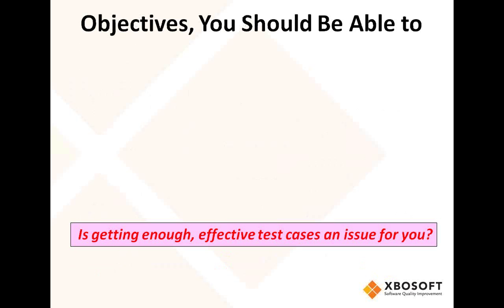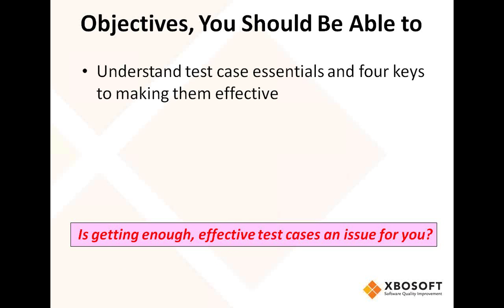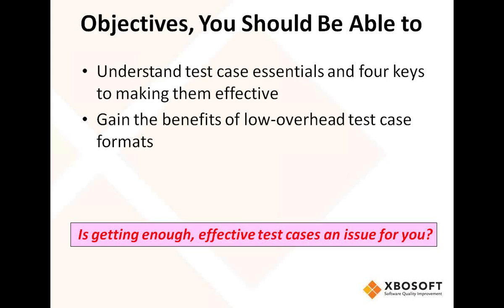So, we've covered an awful lot here, and we'll look for questions in just a second. Hopefully you've seen some test case essentials and the keys to making them effective, inputs and or conditions and expected results, period. We've seen some examples of how we can write things in low overhead manners. Phil kind of alluded to that. That's the way humans actually use systems, not with procedural instructions.